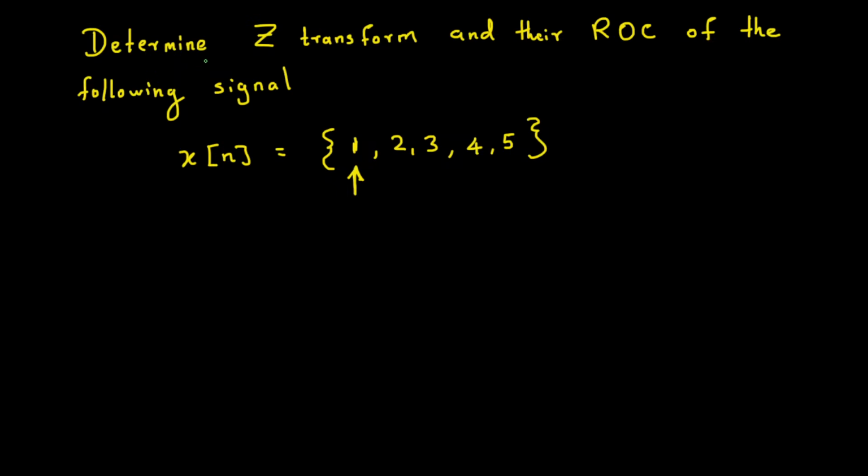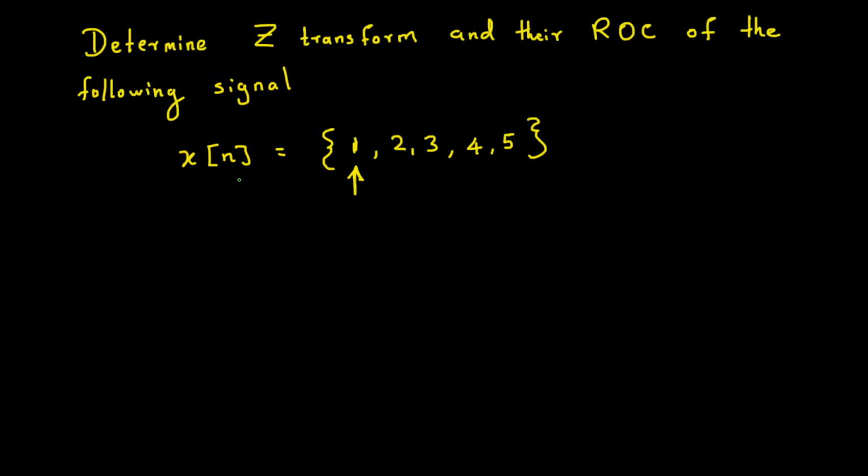This question is asking to determine the Z transform and the ROC of the following signal. Here we have the signal provided, x of n is equal to 1, 2, 3, 4, 5, and we have the arrow at 1, which means this is at the origin. This is at 0.